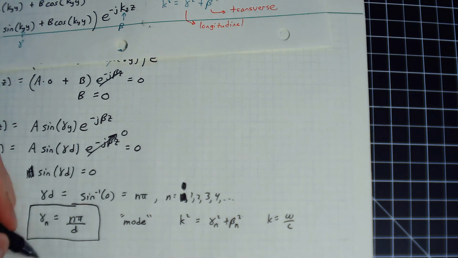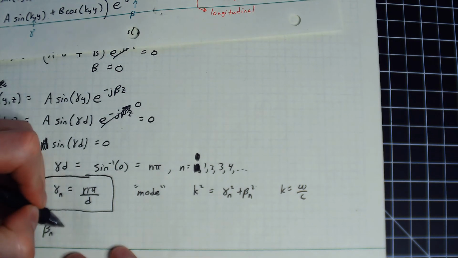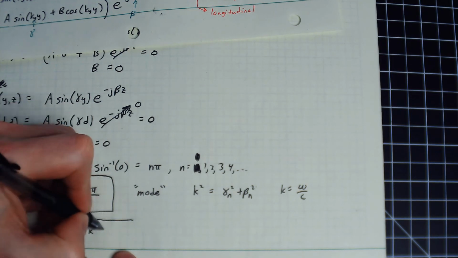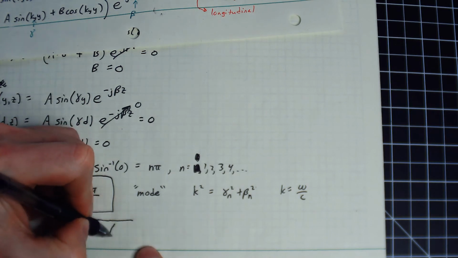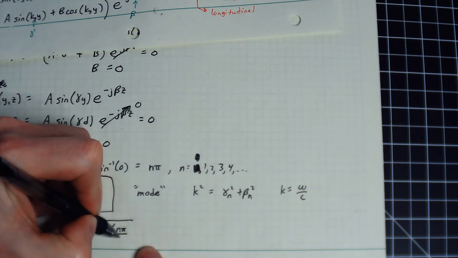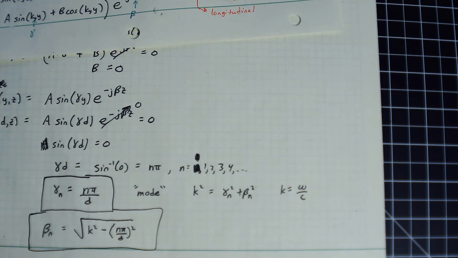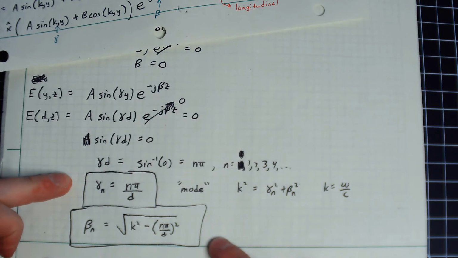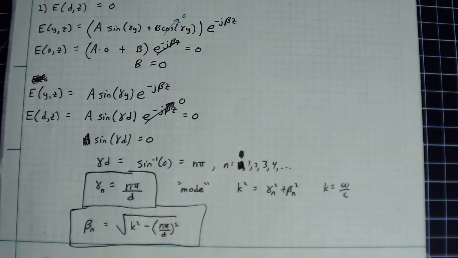So what we tend to write is the following. I'm going to write beta sub n is equal to the square root of k squared minus this gamma sub n squared, or we can simply write n pi over d squared, like so. Okay, so these are my allowed propagation constants. As long as they satisfy any of these values, I will have a solution to my parallel plate waveguide.